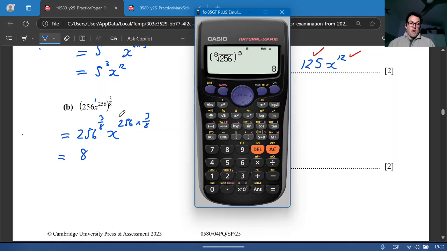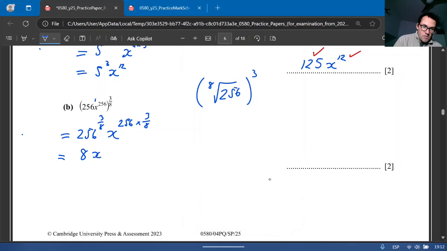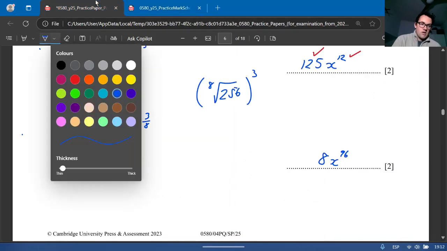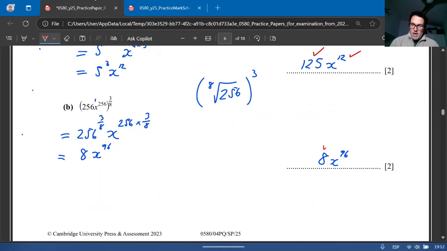For the x part, we just do 256 times 3 over 8. Divide by 8 times 3. 96, so x to the power of 96. Check the mark scheme. Yes, that's correct. And again, same as the other one. You get a mark for the 8 and a mark for the 96.